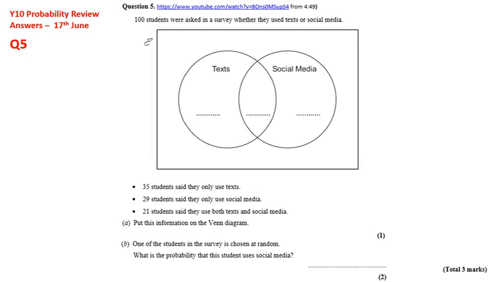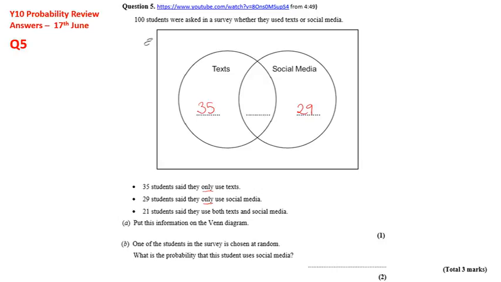In question 5, 100 students were asked in a survey whether they use text or social media, and we're given this information. Read it really carefully, it's worded slightly differently to before. 35 students said they only use texts, so i.e. they don't use social media as well. They only use text, so we can put that straight into that section there, within the text, but not in the overlap. 29 students said they only use social media, so that can go in there.